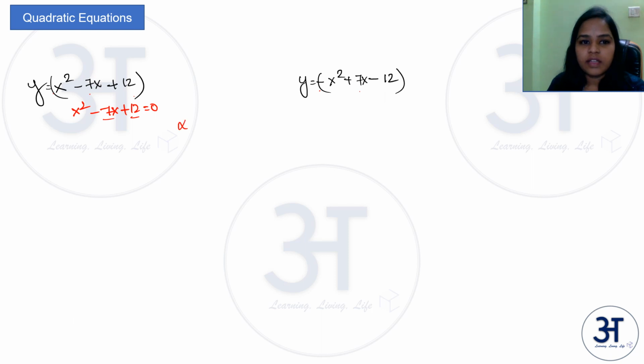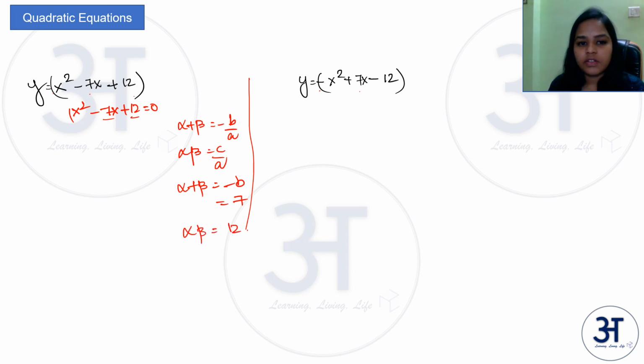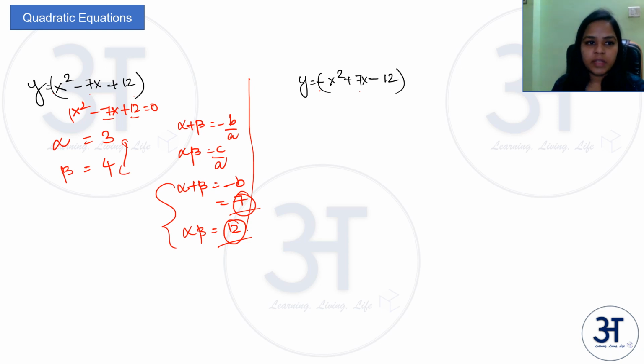So alpha plus beta equal to minus b by a and alpha beta equal to c by a, right? So this means that alpha plus beta equal to minus b by a, a is 1 here, so that is 7. Alpha beta equal to c by a, that is 12. So you have to find one of the alpha and beta in such a way that these two hold good. So you get alpha equal to 3, beta equal to 4, or vice versa. So you can do it even by factorization. X square minus 3x minus 4x plus 12 equal to 0. X into x minus 3 minus 4 into x minus 3 equal to 0.